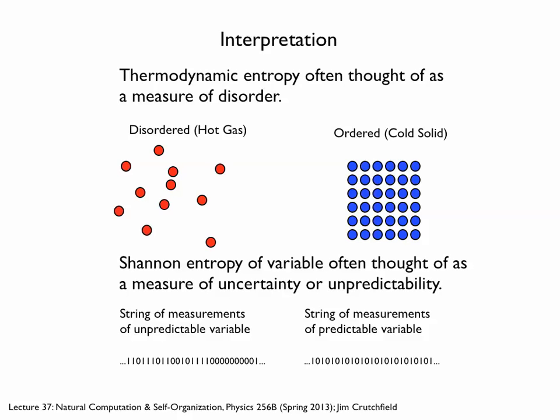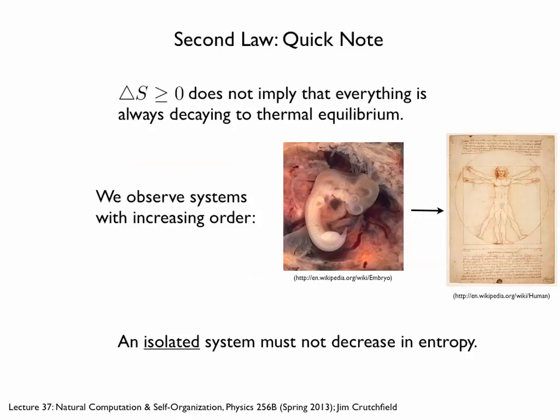Just a quick note, though. I mentioned the second law of thermodynamics, which is that delta S has to increase. But that doesn't imply that everything's always decaying to a state of thermal equilibrium. We observe systems that have increasing order all the time.